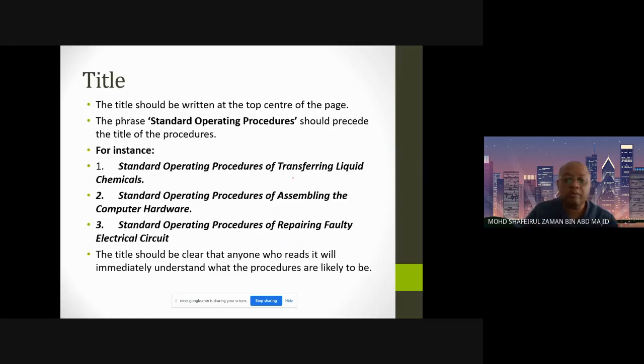The title should be written at the top center of the page, so it's going to be here, or according to the template. The phrase standard operating procedures should precede the title of the procedure, meaning you need to have the phrase standard operating procedures first, followed by the procedure. So what is the procedure? Examples given here: transferring liquid chemicals, the second example, assembling the computer hardware, and then repairing faulty electrical circuit. The ones that I underlined here are the procedures.